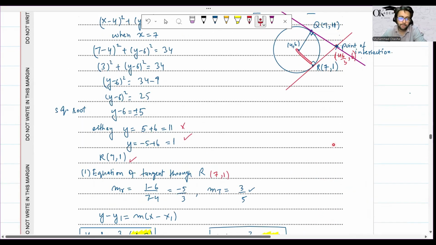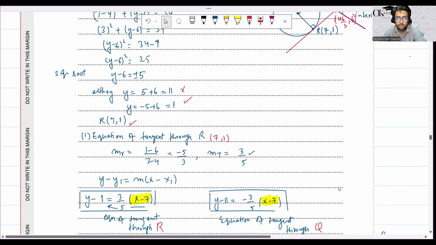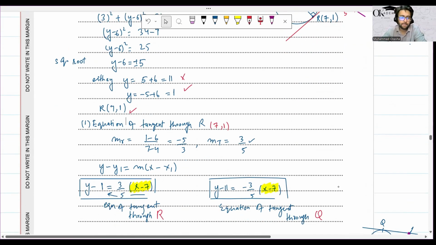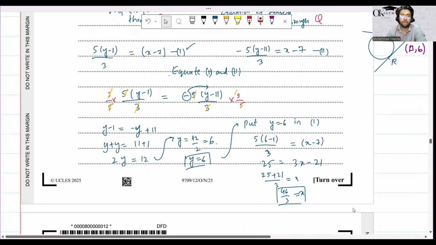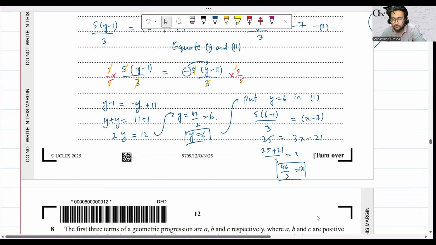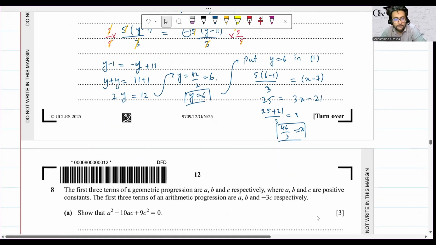Gradient of the radius, negative reciprocal to get the gradient of the tangent, and then the tangent is passing through 7 comma 1. Hence I have the equation of the tangent through R. I already have this from the last part, which is the equation of the tangent through Q. I'll put them together, just like I did over here, and I got the value of x and y by solving them simultaneously. I hope it makes sense.